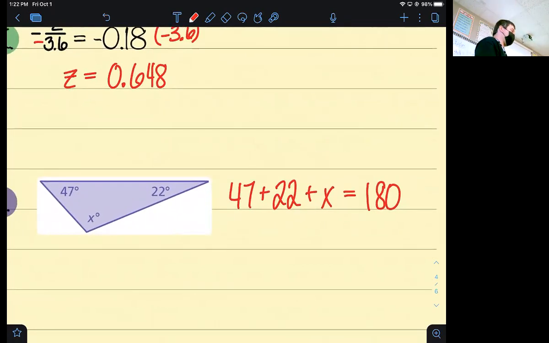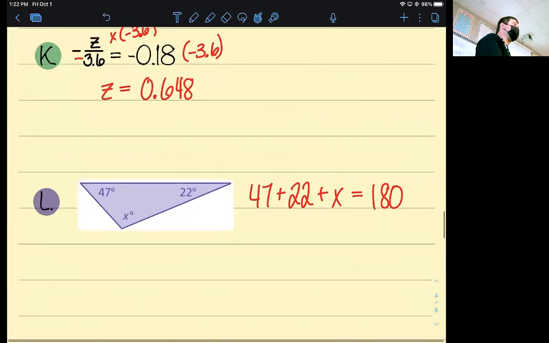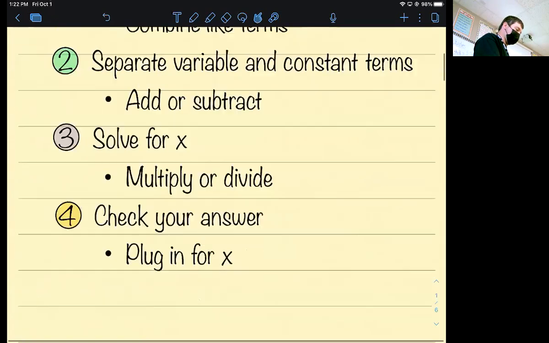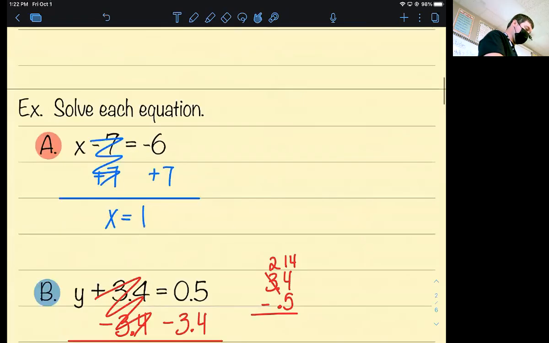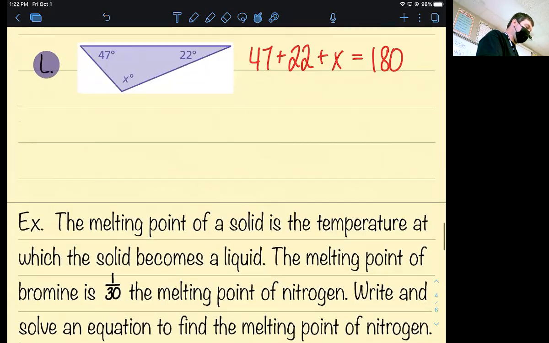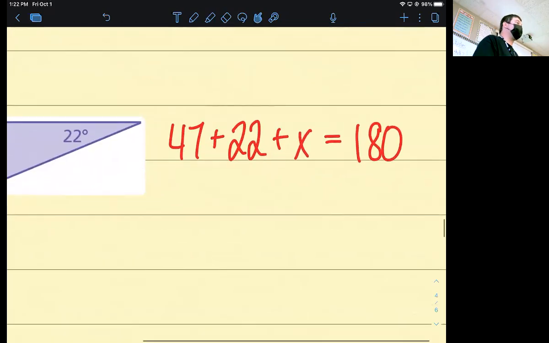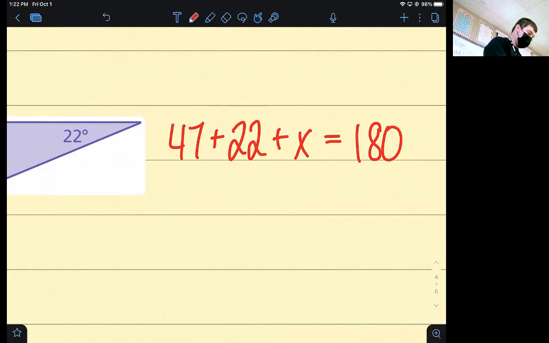So in this particular one, I'm going to revert back to a step that I have not used today, all the way at the top of our notes. This step is called combining like terms. It's under the simplifying each side step. So one of the ways that I can simplify that side is by combining the like terms. And like terms have the same variable, or like terms can be terms that have no variable at all, which are the constant terms. Constant terms are like terms. So Jacoby, what will I get when I add this constant term with this constant term? 69 degrees plus x equals 180 degrees.